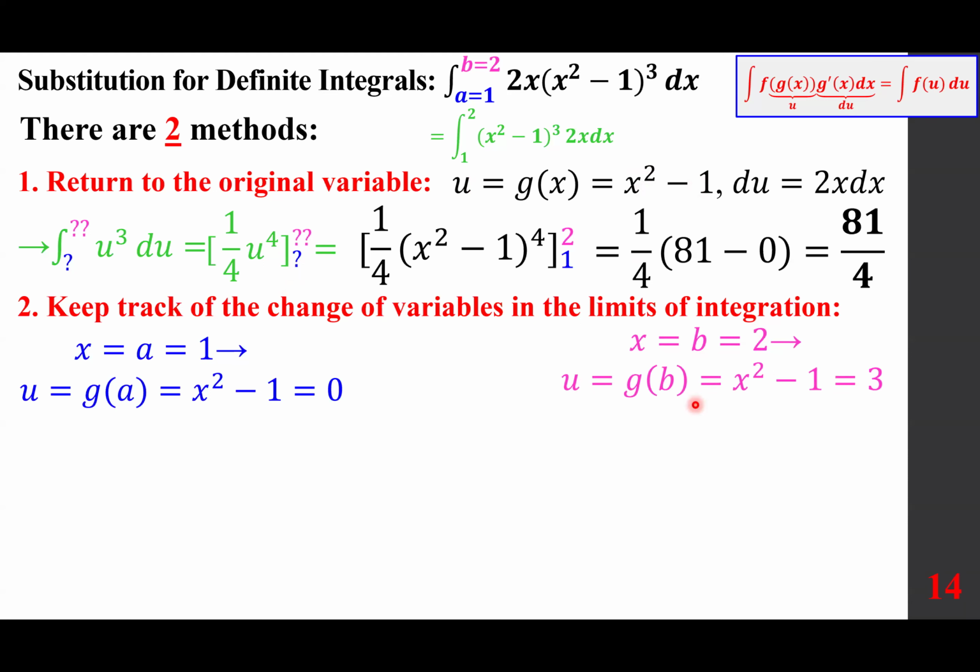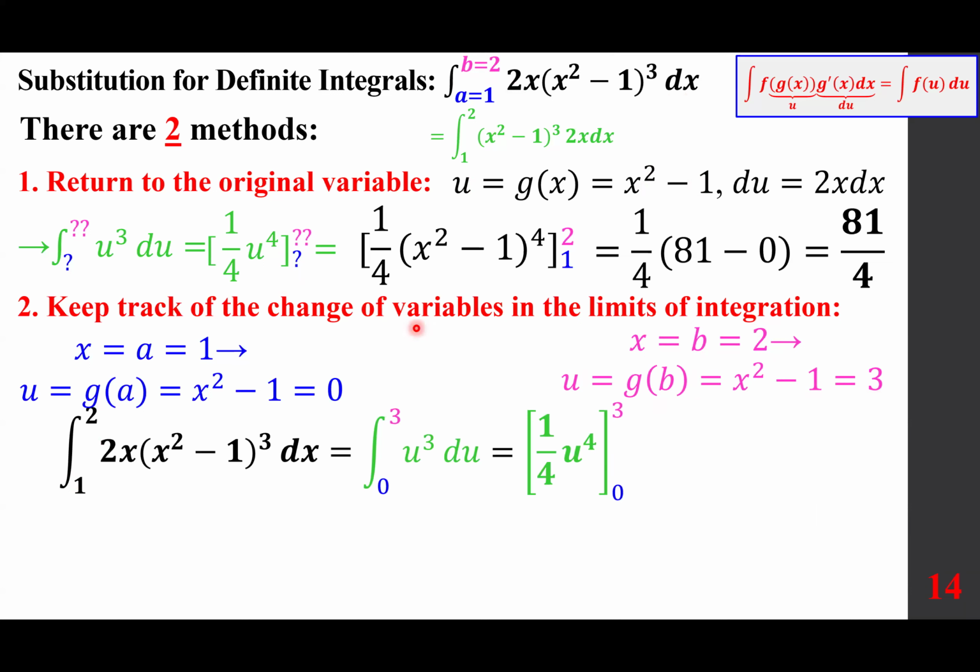So u is g of b, right? G of the upper limit, x squared minus 1 becomes 3. And so now this, which was the original question, we can have the answer: 0 to 3 u cubed du, or 1/4 of u to the power 4, 0 to 3. The point being, you can't use the original limits for u, but you can use the new ones here.